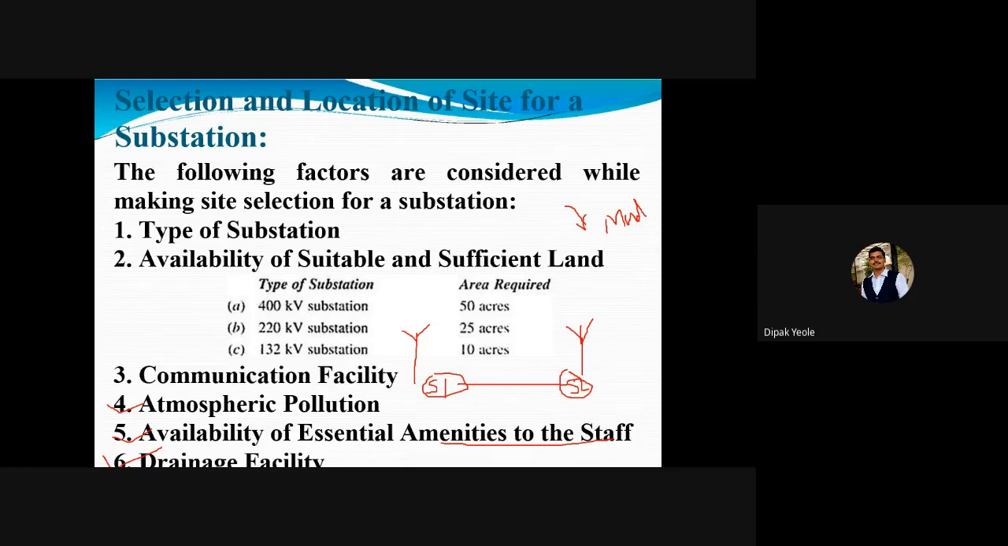Yes, because their drainage facility is very perfect. So after pouring the water, there is no deposition of water in a particular area. It will go directly into the earth. That is a requirement of our earthing system. And these 6 factors are what we consider for the selection and location of the site of a substation.